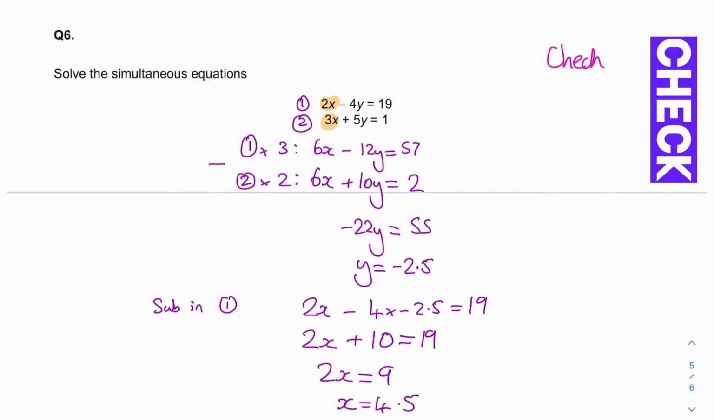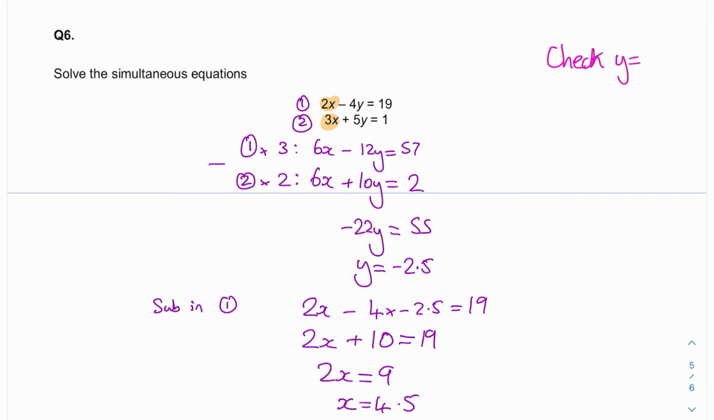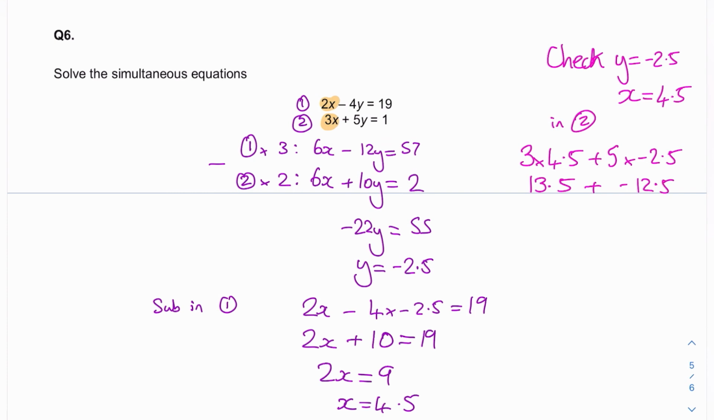I can check in my exam my two solutions of y equals negative 2.5 and x equals 4.5 in the equation I didn't use. So I'm going to substitute that into equation 2. So that means I've got 3 times 4.5 plus 5 times negative 2.5. That's equal to 13.5 add negative 12.5. 13.5 subtract 12.5 equals 1. The answer we were expecting, so I've now guaranteed myself 4 marks in my exam.